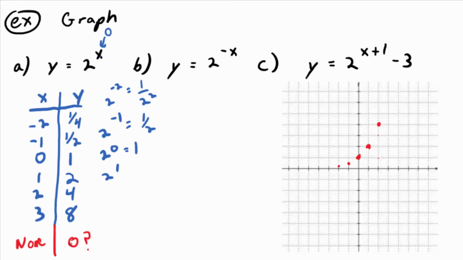And think about it. If you raise 2 to a positive number, you get powers of 2, right? Which are positive. If you raise 2 to a negative number, you get fractional powers of 2, don't you? If you raise 2 to the 0 power, you get 1. 0 is never an output of an exponential function, and neither is any kind of negative number.